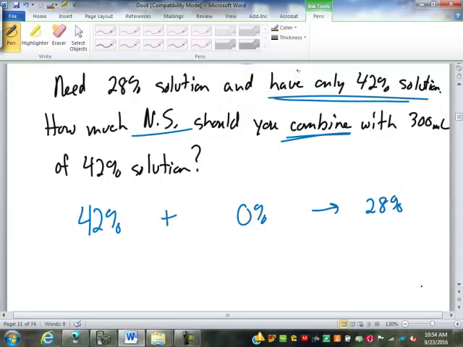This problem looks complex because we don't have that second percent. But once we realize that second percent is 0, a concentration of 0, the rest of the problem is actually a lot simpler, because when you have zeros in there, certain things are just going to disappear. So we have 300 milliliters of the 42%. So the amount of the 0% is going to be X. Then how much of the 28% are we going to get as a result? X plus 300, or 300 plus X.